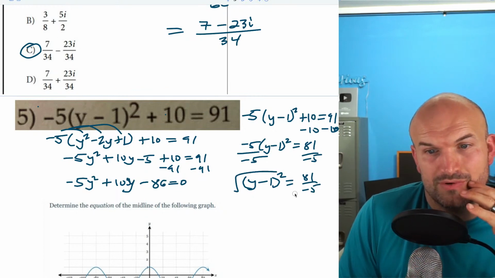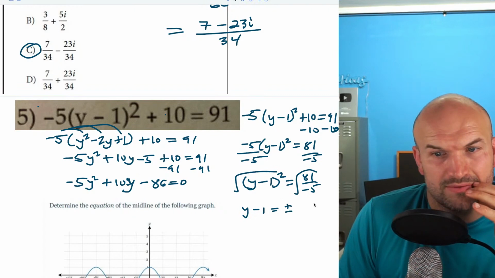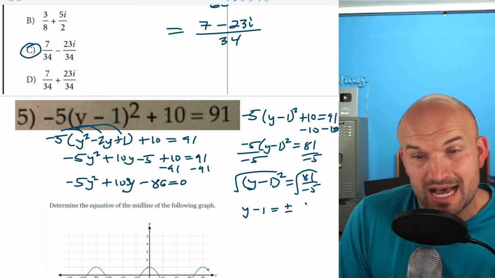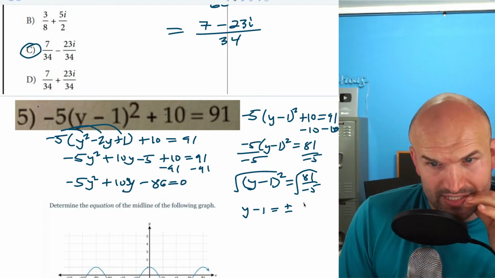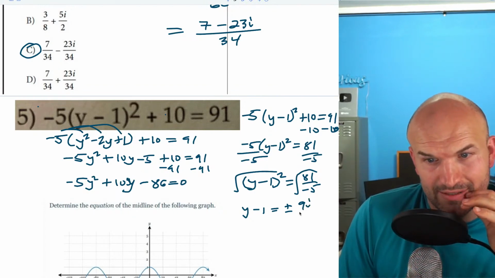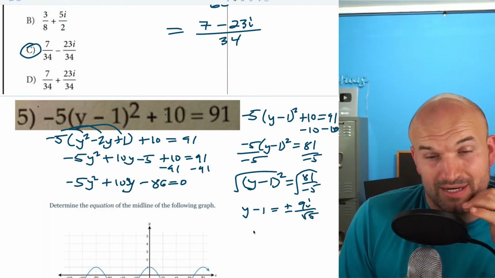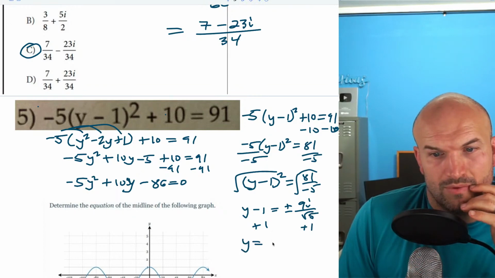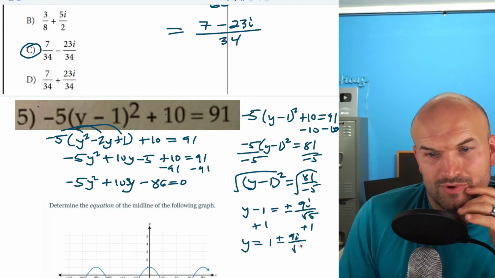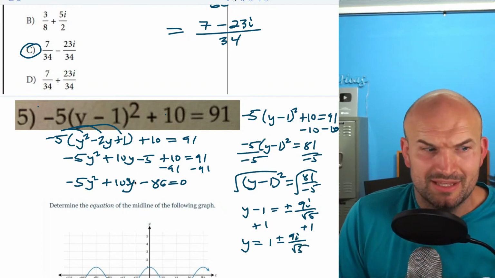And then you take the square root. So y minus 1 equals plus or minus, right? And then the square root on the top is going to be 9i over the square root of 5, plus or minus, and then plus 1. So y equals 1 plus or minus 9i over the square root of 5. So then you could just go and write that in the factored form.